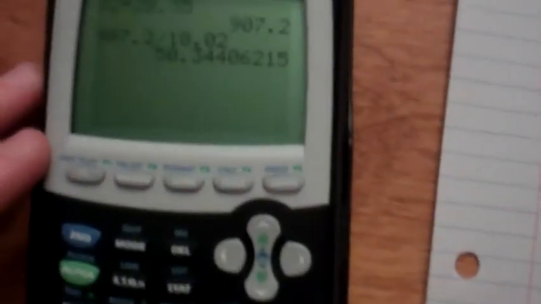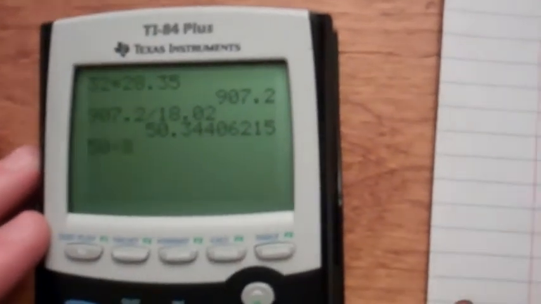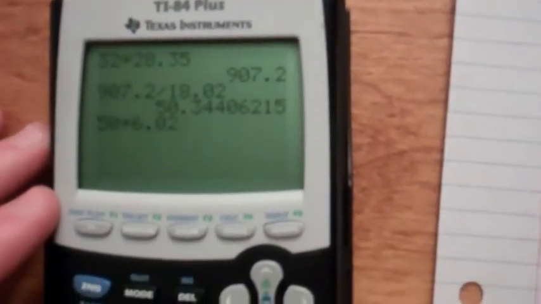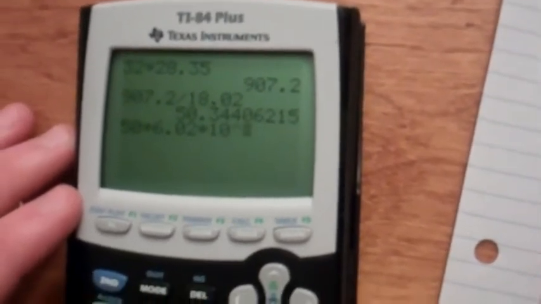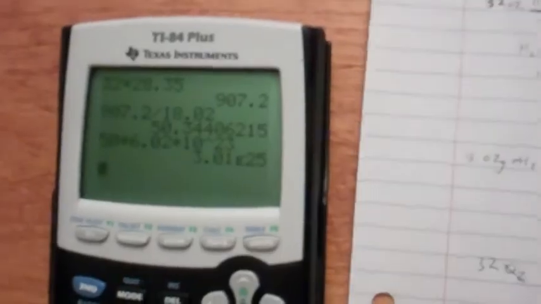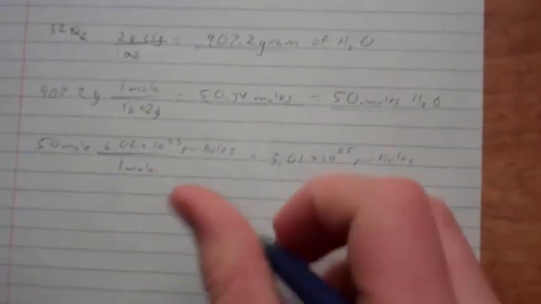Let's put this in the calculator, shall we? This ends up as a whopping 3.01 times 10 to the 25th particles. Do you think you could drink that? Who knows? Let's find out.